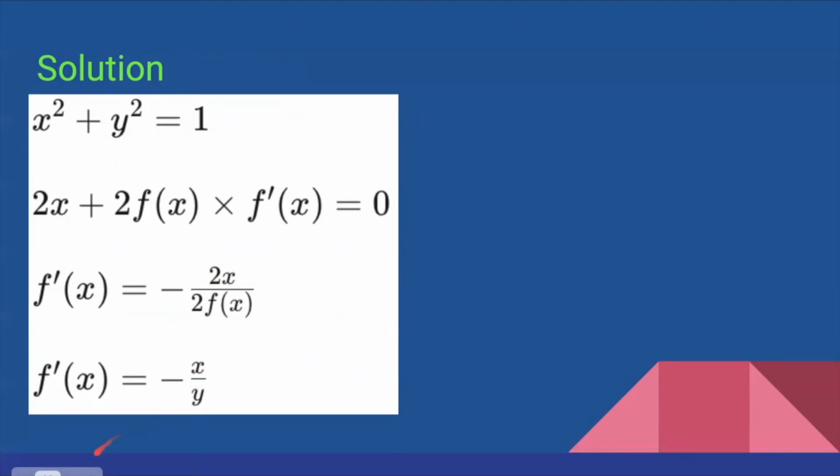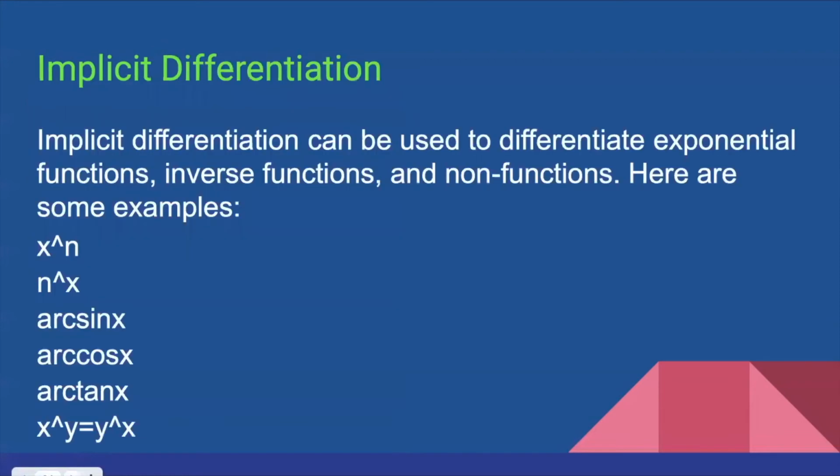All right, so now this problem was a little bit different, but the thing that you should take away from this problem is that sometimes with implicit differentiation, the derivative does not only need to be in terms of x, it can also be in terms of y. All right, so overall implicit differentiation can be used to differentiate exponential functions, inverse functions, and non-functions. So here are some examples.